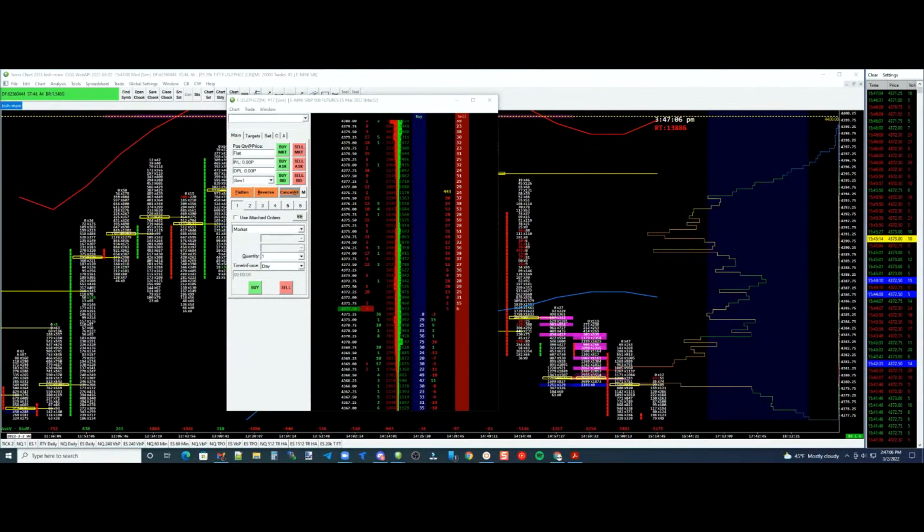Does EdgeClear use CQG? I think you can do EdgeClear even better. Do Teton, T-E-T-O-N, with Sierra Chart, and it's cheaper. And I would get away from CQG if you want to know the truth. But you don't have to. I've got a bunch of people who have sent me DMs on Discord. I just can't get to them just yet.